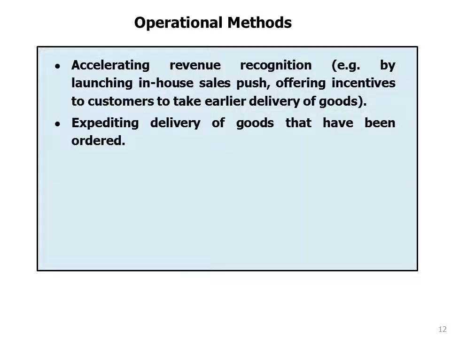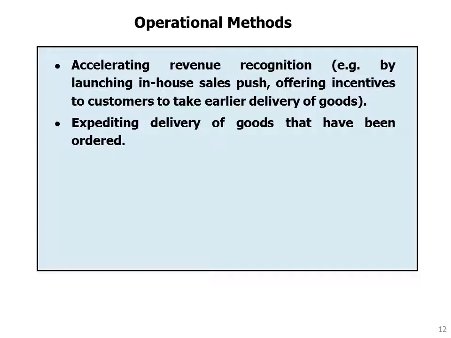So let's look at those. So let's look at some operational methods on both the income side and the expense side. So on the income side, we're looking to accelerate revenue recognition, and we can do this by pushing in-house sales personnel to push for more sales, and by offering incentives to customers who are thinking of ordering, perhaps financial incentives, so that they will place their orders and take earlier delivery of goods so that we can recognise the revenue from it.